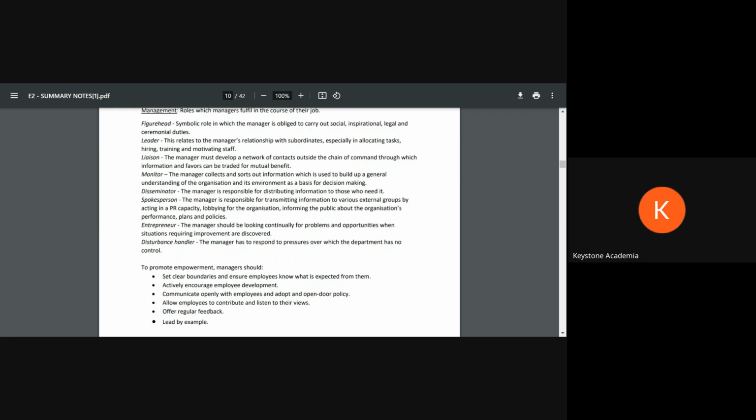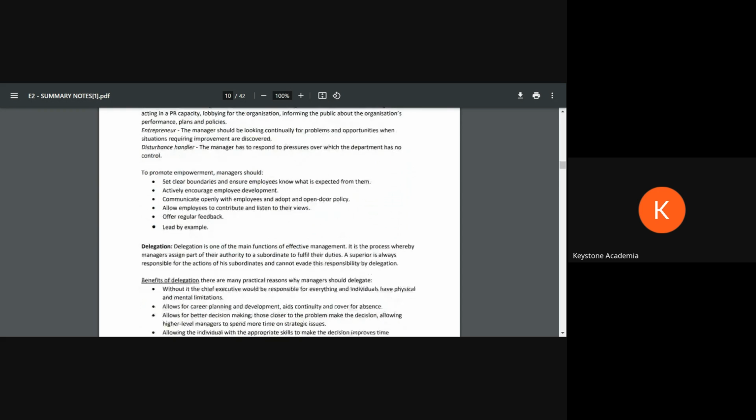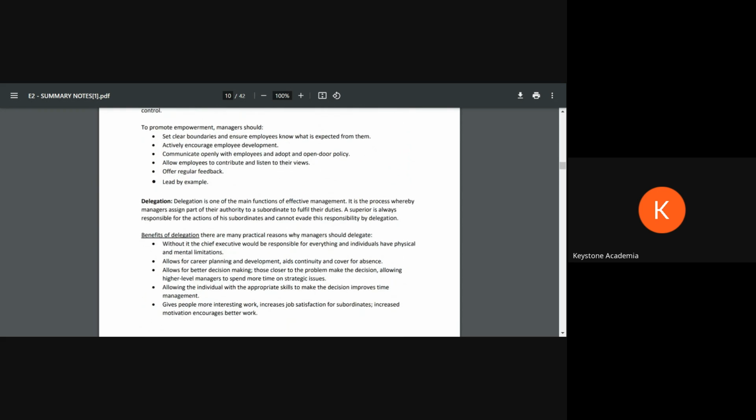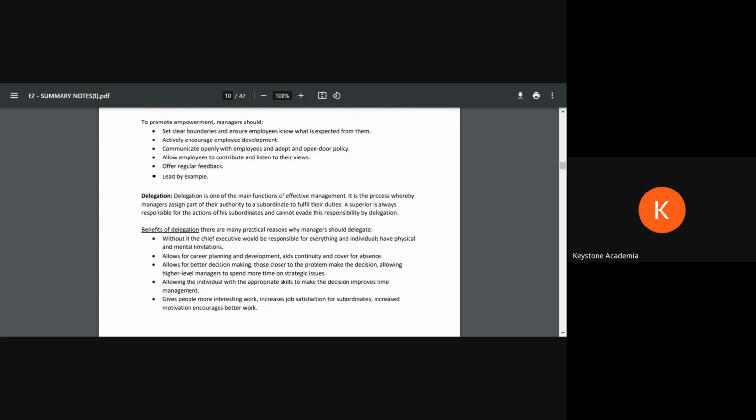Okay, really good. So now we'll read out those bullet points and see if you guys have got all the points. So to promote empowerment, managers should set clear boundaries and ensure employees know what is expected from them. Did anybody say this point? I think I somewhat bought this.